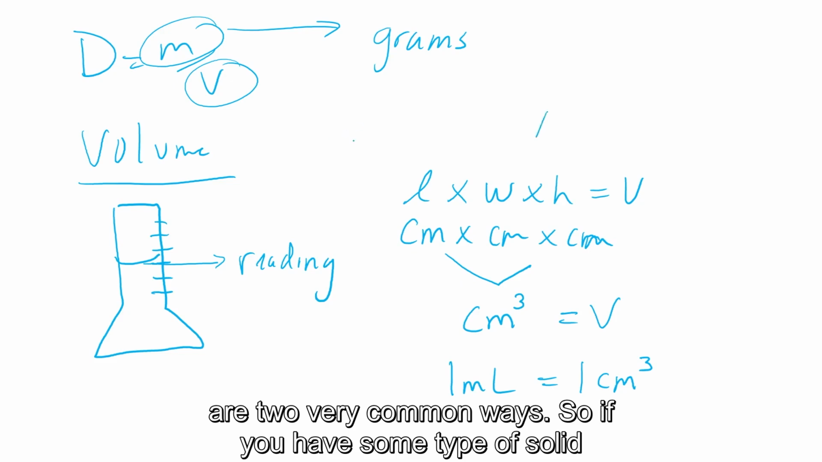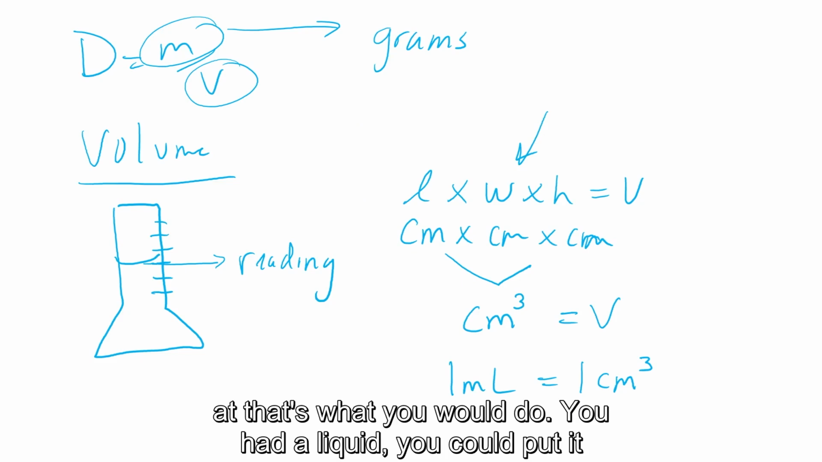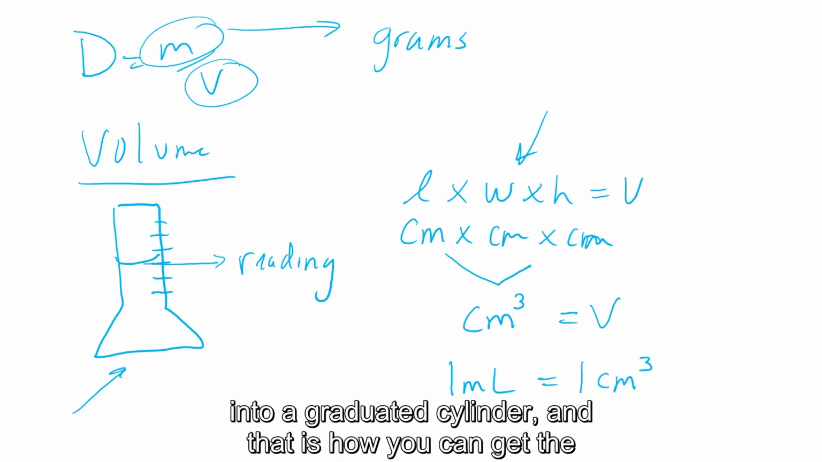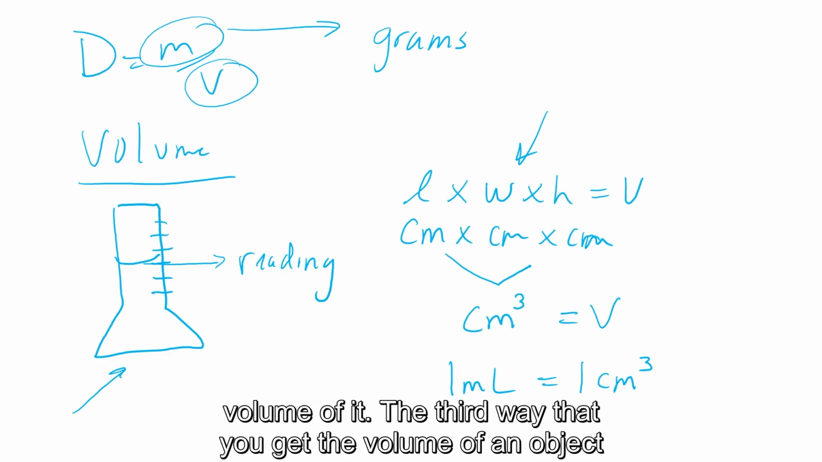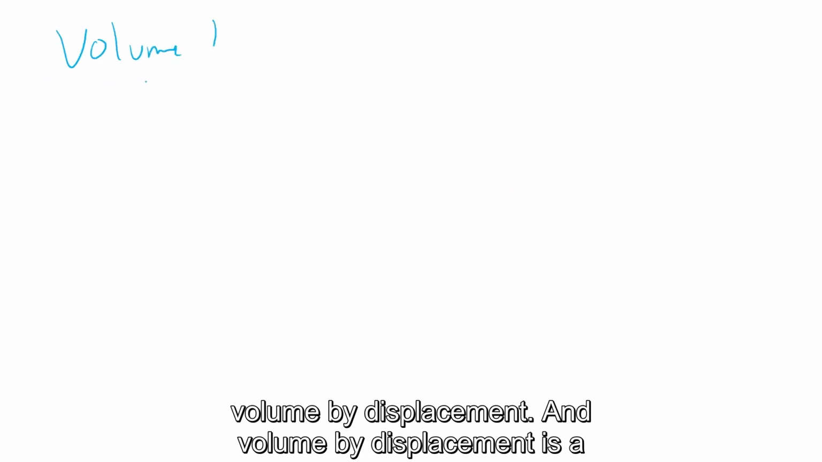So if you have some type of solid block or something like that and you want to get the volume of it, that's what you would do. If you had a liquid, you could put it into a graduated cylinder, and that is how you could get the volume of it. The third way that you get the volume of an object is volume by displacement. So we could do volume by displacement.